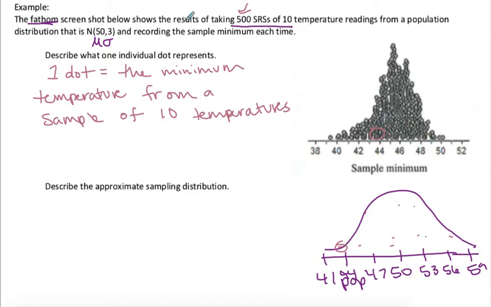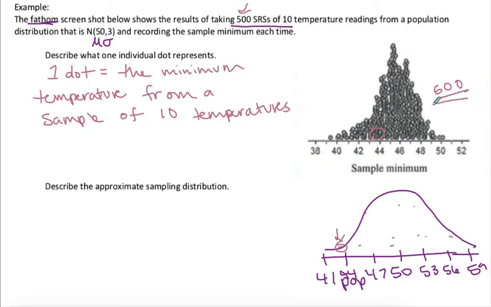So when they look at this particular dot here, that means when we took their 10 from the population over here, there was one where it was at about 43. Okay, that could have been this sample. And then they did it again, 500 times. And so again, we looked at this just doing it once, doing it twice and recording it.